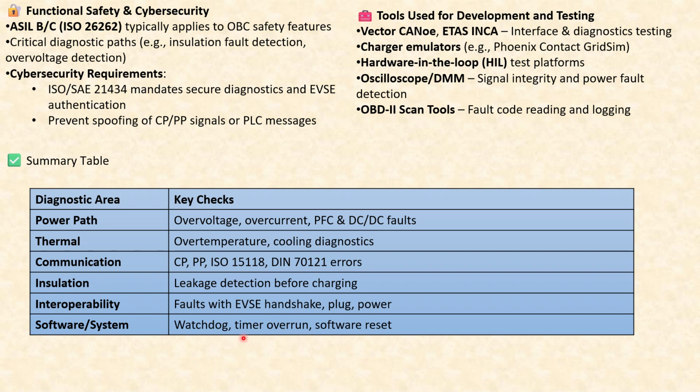and when it comes to the software system, watchdog timer overrun, software reset. So these are the various aspects of the diagnostics that need to be covered as far as the charger, the electric vehicle to electric vehicle supply equipment, is concerned. These are all the various diagnostics that need to be extensively monitored and covered. Thank you.